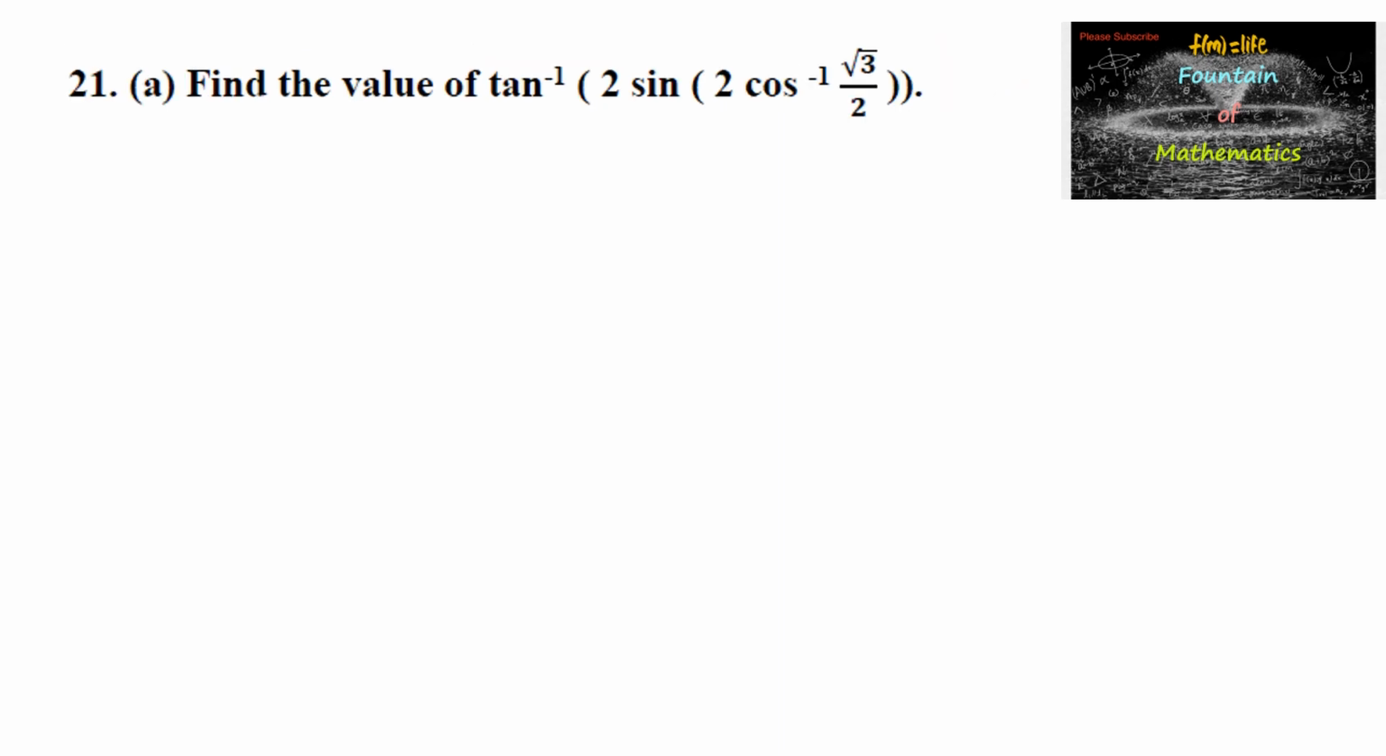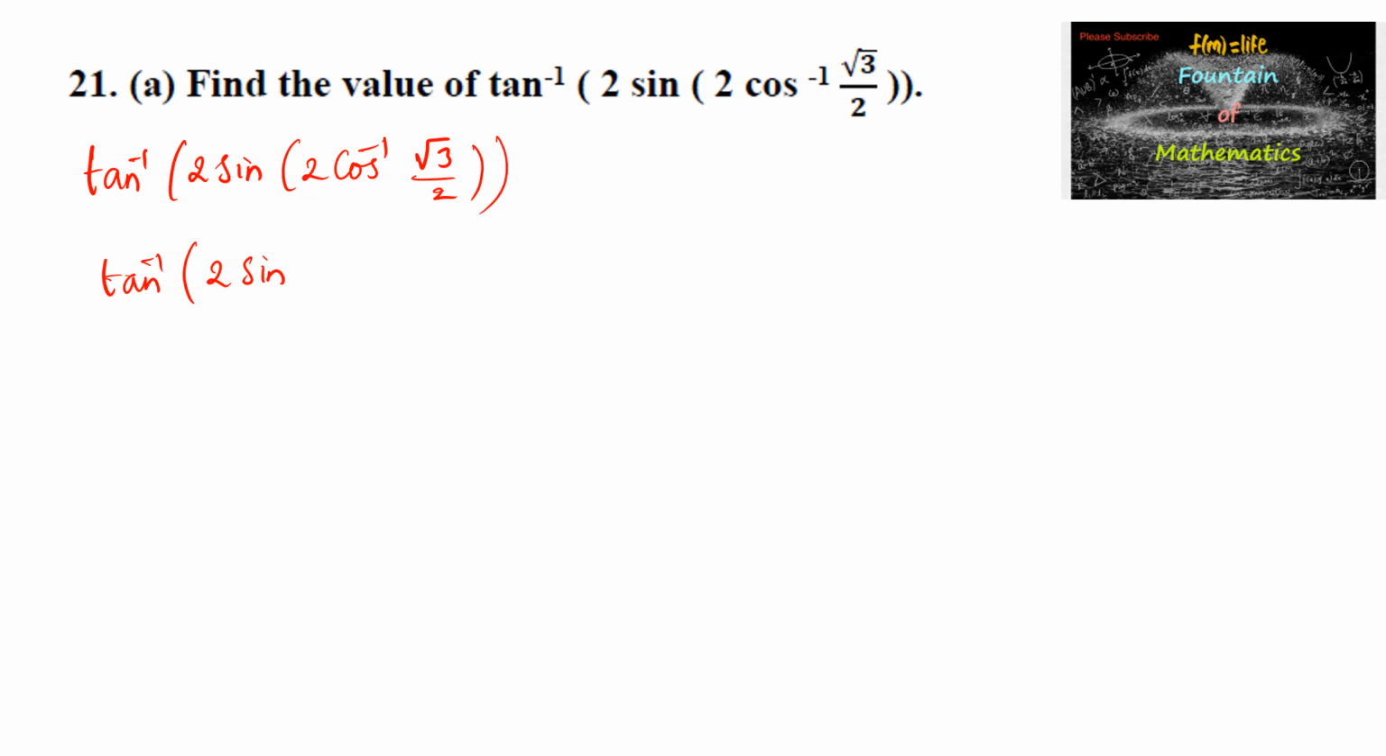Find the value of tan inverse of 2 sine of 2 cos inverse root 3 upon 2. So we can write tan inverse of 2 sine of 2 cos inverse of root 3 by 2. Since we know that cos pi by 6 is equal to root 3 by 2, we can write cos inverse root 3 by 2 is equal to pi by 6.